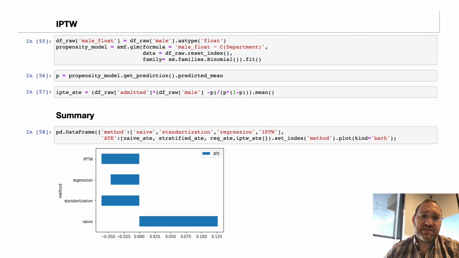So to summarize, when we do the naive approach of estimating the effect, it seems like males are more likely to get admitted. So if you can choose your gender or make gender an action, it's better to disguise as a male. But when you take into account the confounder, the department, it seems like the effect of being a male actually reduces your probability to get admitted.